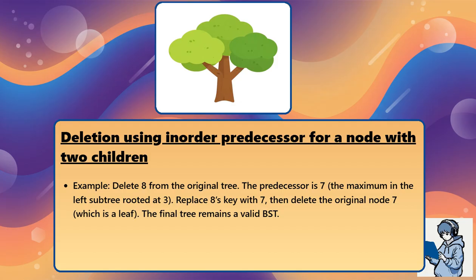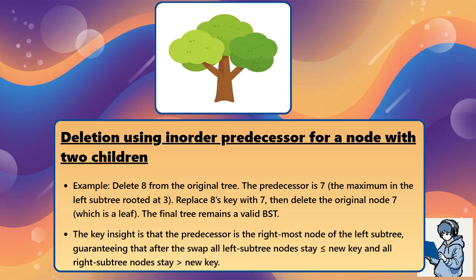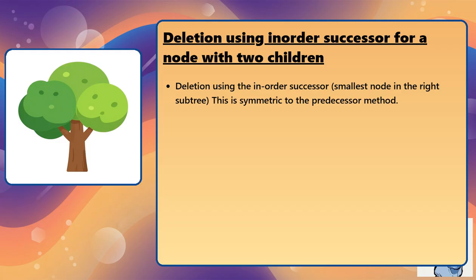Replace 8's key with 7, then delete the original node 7, which is a leaf. The final tree remains a valid BST. The key insight is that the predecessor is the rightmost node of the left subtree, guaranteeing that after the swap, all left subtree nodes stay less than or equal to the new key, and all right subtree nodes stay greater than the new key. Deletion using the in-order successor, the smallest node in the right subtree.